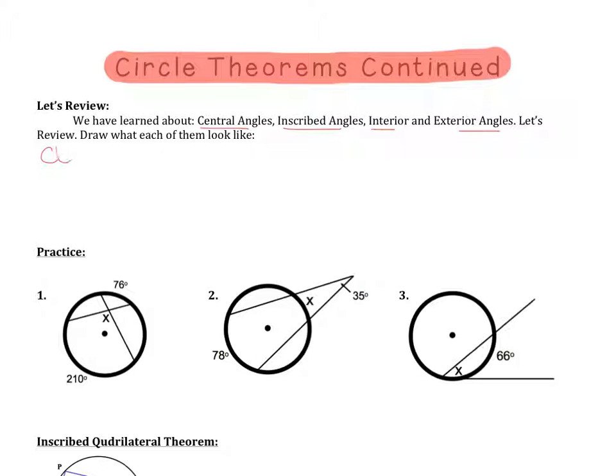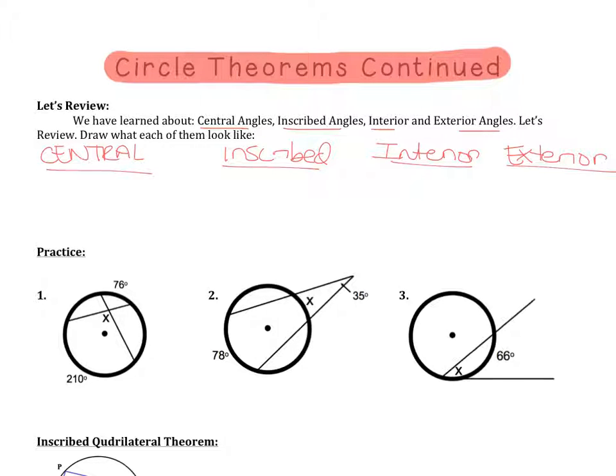So we're going to do central angle, and I want you to draw a picture. And then we're going to do an inscribed angle, and I want you to draw a picture. And then we're going to do interior, draw a picture, and then we're going to do exterior. So I want you to pause this video, and I want you to draw a picture of each of these 4 angles.